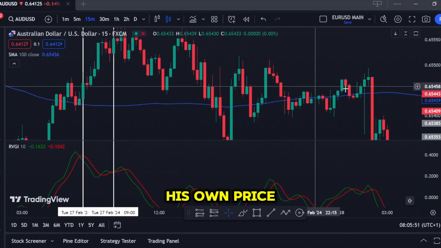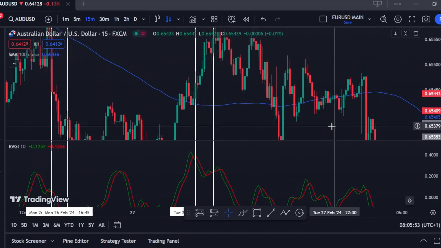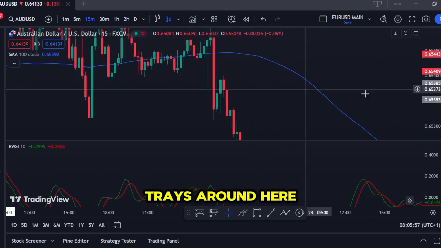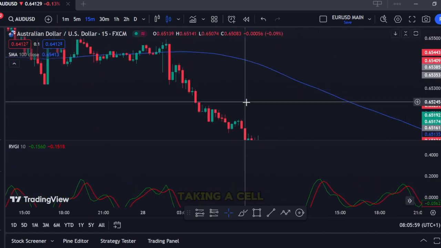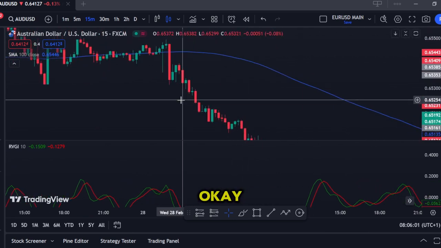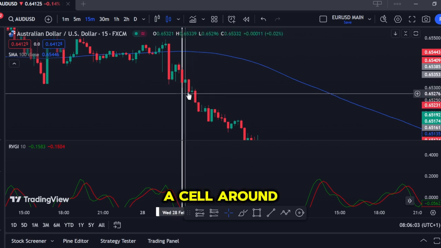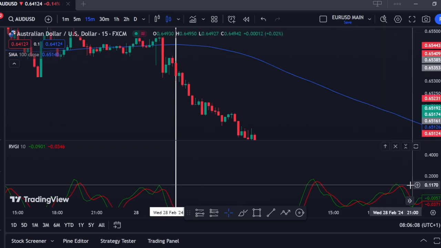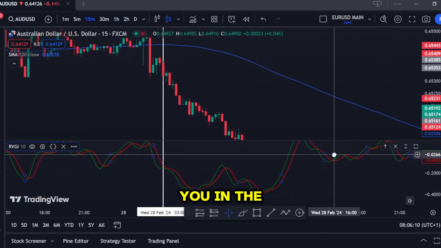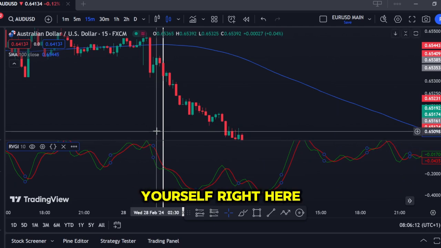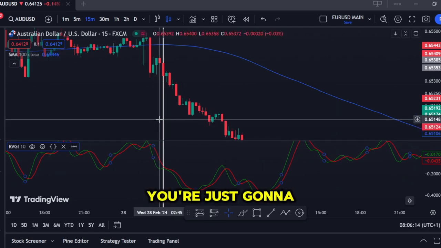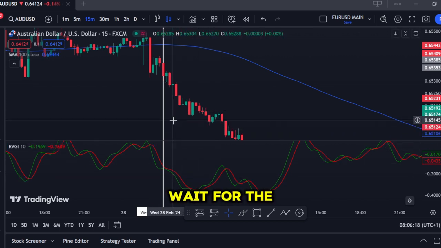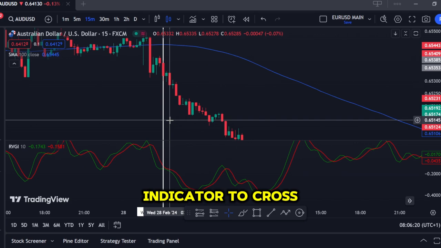So all around this zone, price ranged. Personally, your volume indicator would have kept you out of taking trades around here. If you are taking a sell, maybe around here, okay? Maybe you took a sell around here for some reason. Let's see how long your exit indicator had kept you in the game. Now you took a sell right here. You're just going to wait for the price of this indicator to cross up, okay?